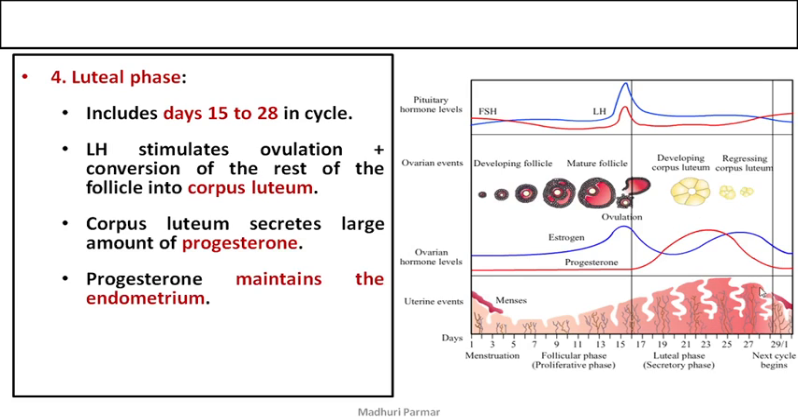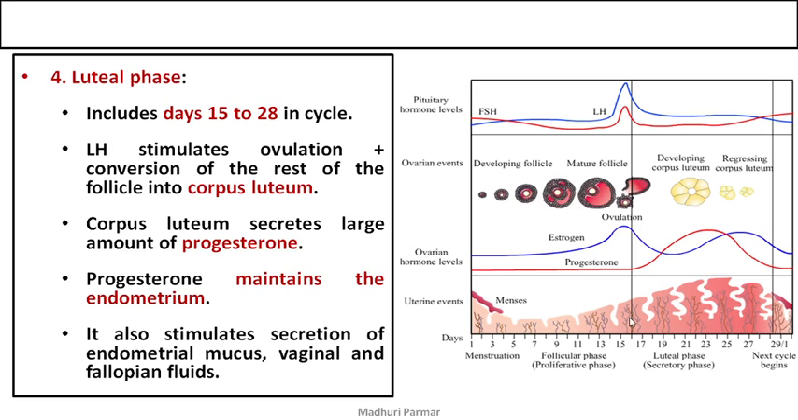प्रोजेस्टेरॉन maintains the endometrium. बनाता कौन है? एस्ट्रोजन. मेंटेन कौन करेगा? प्रोजेस्टेरॉन. ठीक है, तो ये endometrium बनाने का काम estrogen का था, लेकिन maintain करने का काम progesterone करता है. It also stimulates secretion of endometrial mucus, vaginal and fallopian fluids. तो जितने भी fluids हैं उनका secretion भी progesterone करवाएगा. ठीक है, remember this point because we will come across this point during fertilization. Next lecture में हम जब fertilization पढ़ेंगे तो आपको समझ में आएगा कि ये fluid का क्या काम है.